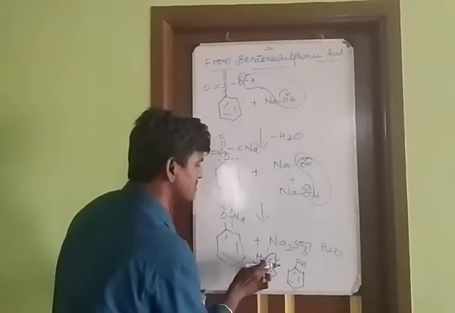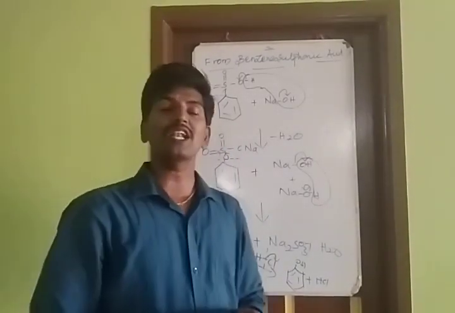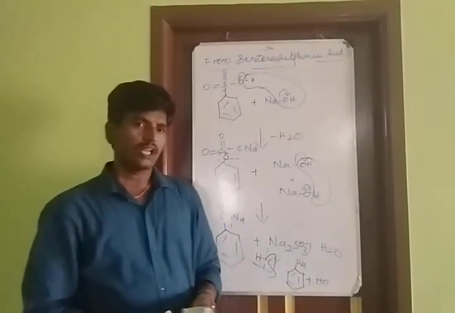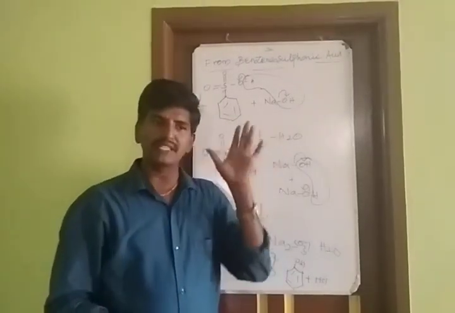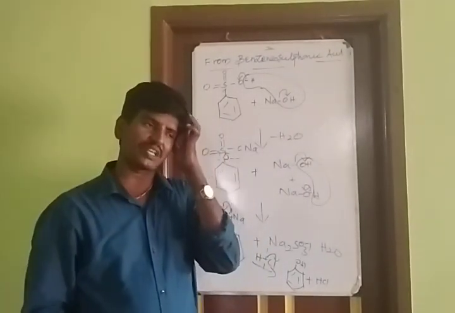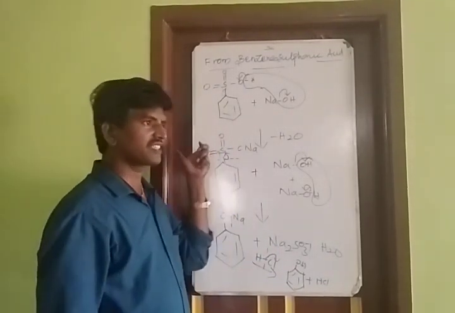Here Na plus Cl minus. You can get HCl. So, preparation of phenol from benzene sulfonic acid. First of all, I am going to prepare benzene sulfonic acid. When benzene reacts with concentrated sulfuric acid, we have to do the sulfonation process in benzene. You can get benzene sulfonic acid.